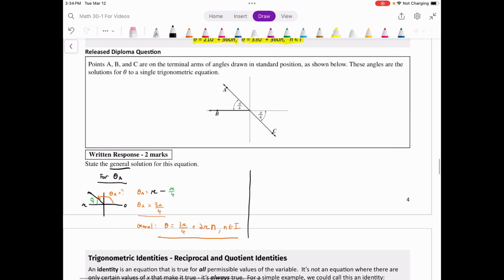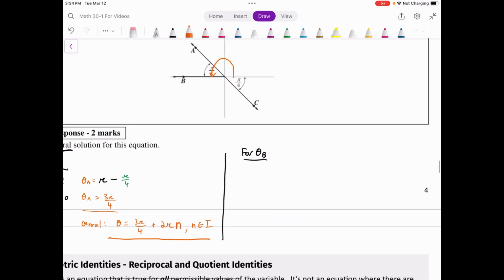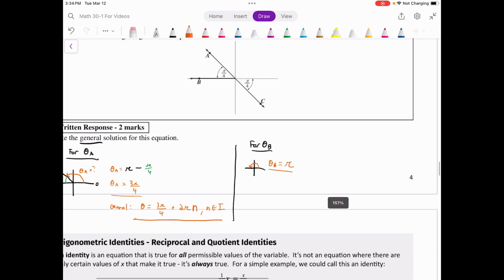So let's do it now for theta b. Whatever angle b is, that would be this angle here, right, to get to the terminal arm that passes through the point B. So what is that angle? Well, that's 180, right? We can see that if its terminal arm goes through B, the only angle that does that in standard position is 180. There we go. Okay, so theta is just 180 degrees there. Whoops, I don't know why I switched to degrees. We're not working in degrees here. We're working in radians. So theta b is just pi.